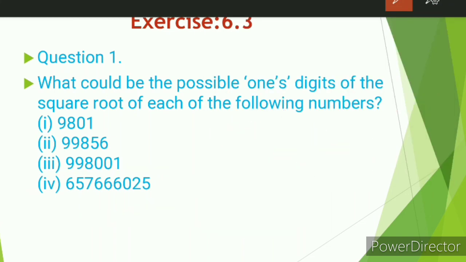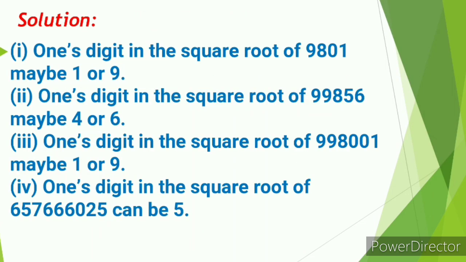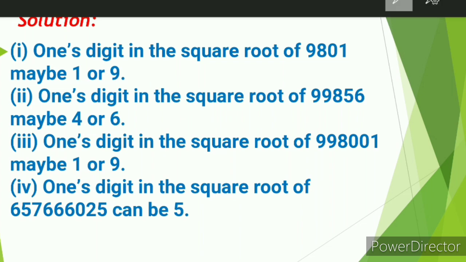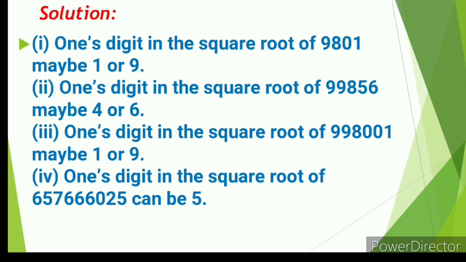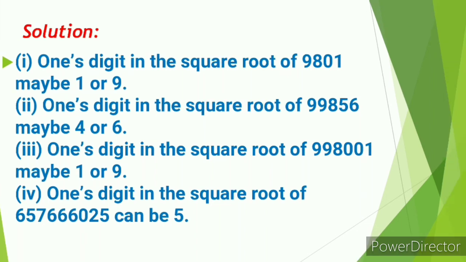Look at the solution. See, the ones digit in the square root of 9801 may be 1 or 9. The ones digit in the square root of 99,856 is 4 or 6. Here we do not find any square roots, but by observing the ones digit of the square number, we can find the ones digits of its square root. So there is no need of finding any square roots. Okay, copy down.